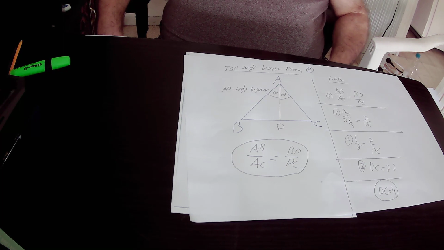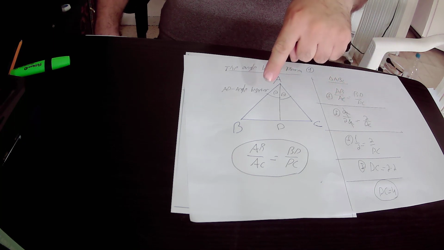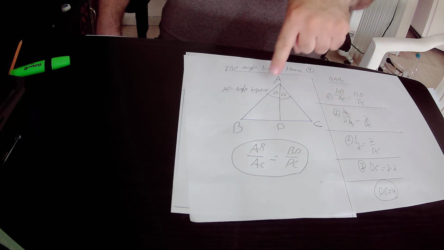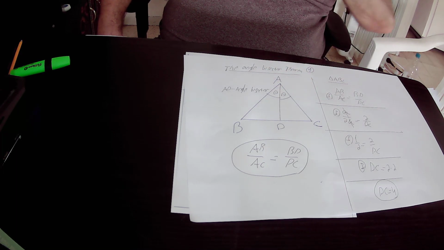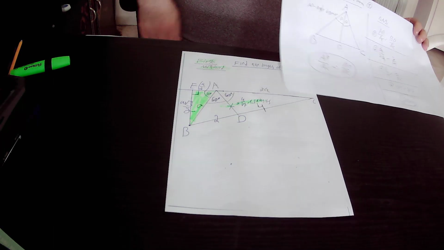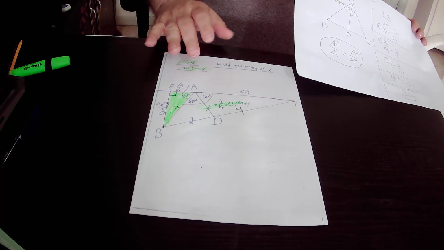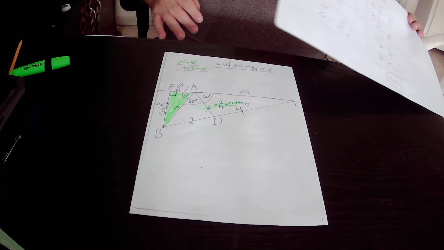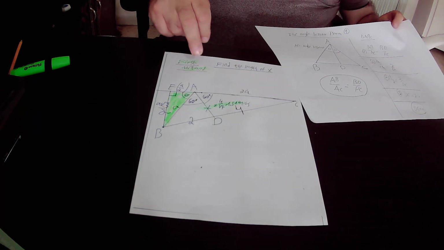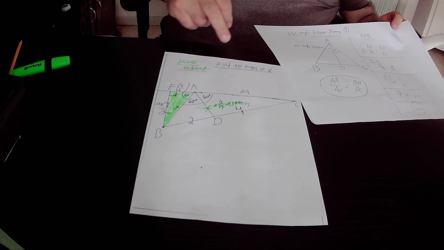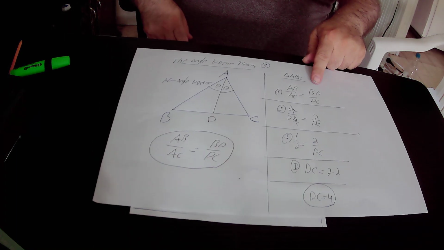So according to the angle bisector theorem, we get that AB over AC equals BD over DC. Okay, so we can implement the angle bisector theorem in triangle ABC. Why? Because in triangle ABC we have AD, that is the angle bisector. So in triangle ABC, according to the angle bisector theorem, AB over AC equals BD over DC.